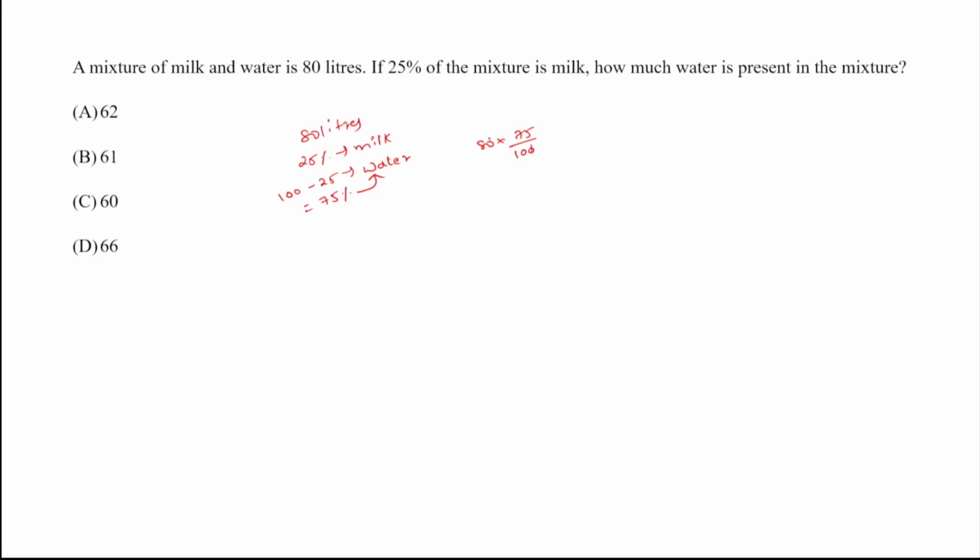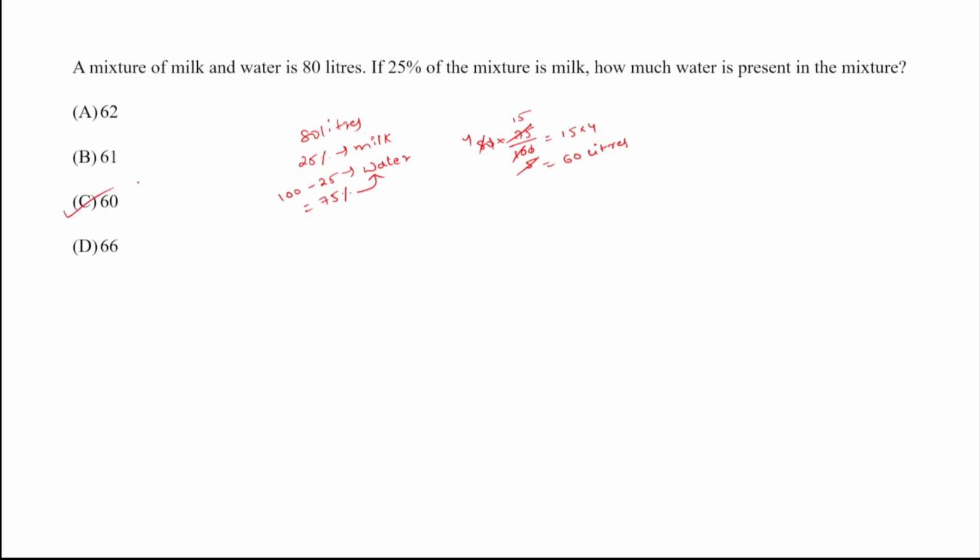So the 0 will get cancelled, and then in the 2 table, 8 will be cancelled 4 times and 10 will be cancelled 5 times. And in the table of 5, 75 will be cancelled 15 times. So the values are 15 into 4, which equals 60. So 60 liters of water is present in the mixture. So the correct answer is 60. Option C is correct.